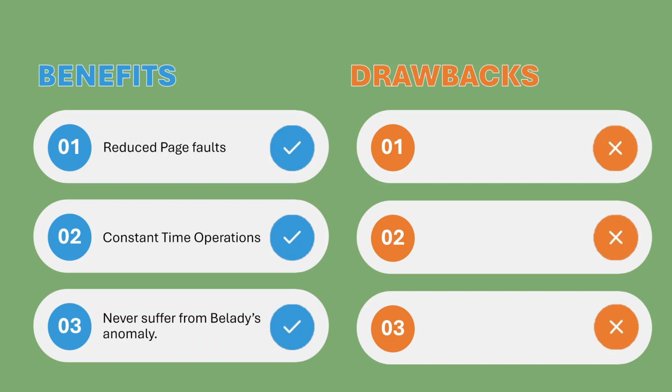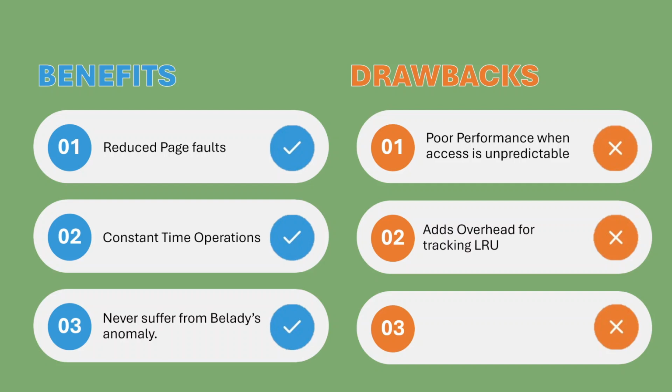As for the drawbacks, we have that LRU suffers from poor performance when access is unpredictable, leading to increased cache misses and thrashing. Next, tracking the LRU involves some overhead, such as by tracking and adjusting LRU in the linked list, especially in large caches. Lastly, LRU does not account for frequency of use, leading to potential increased cache misses.